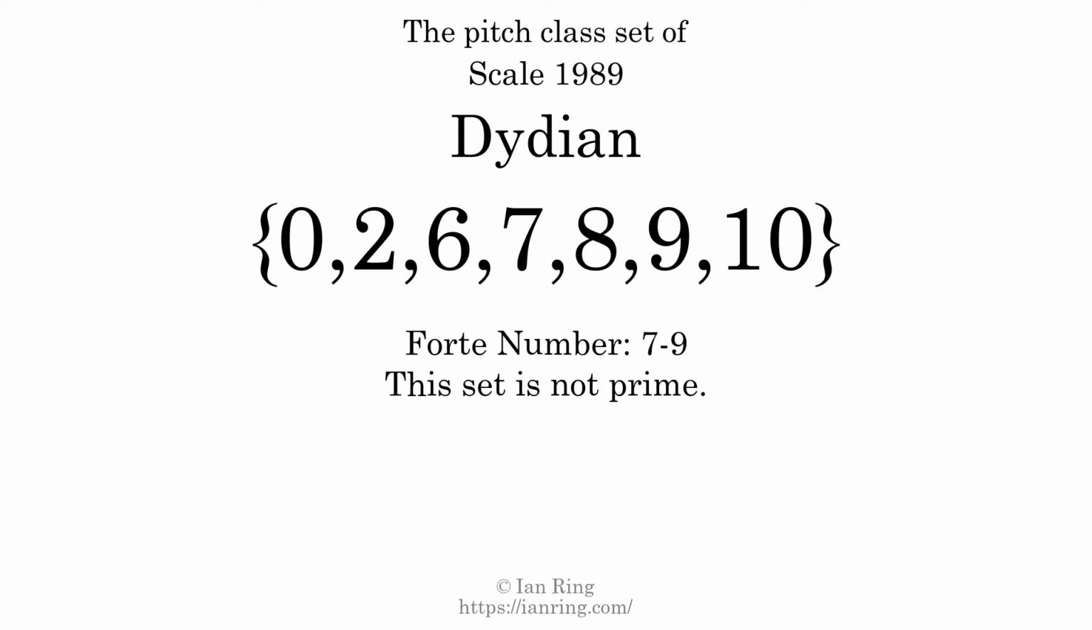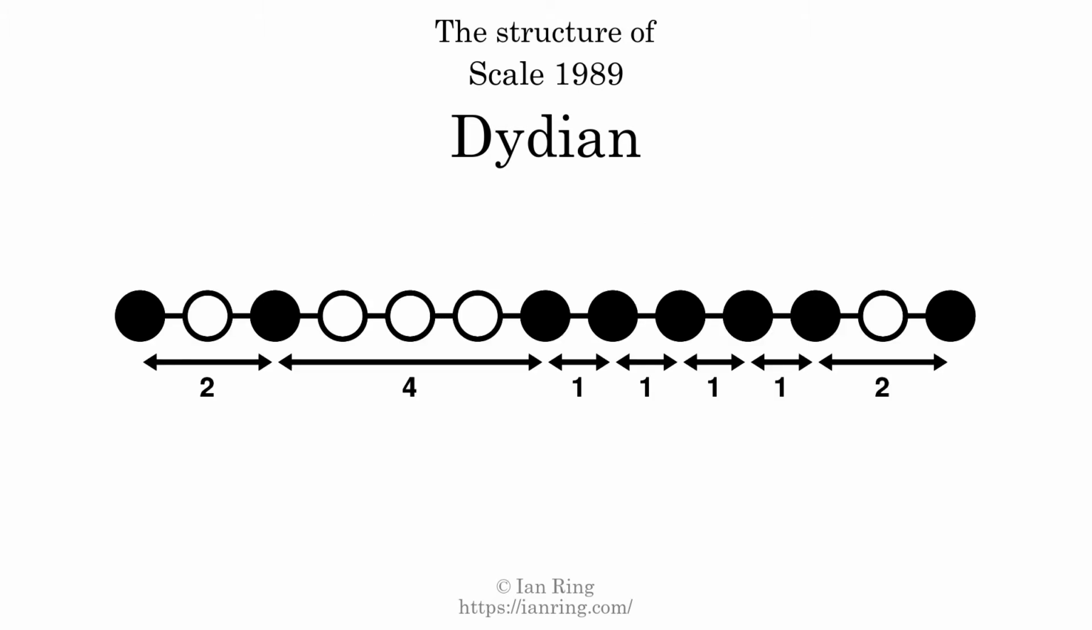The fourth class is 7, 9. This set is not prime. The structure of a scale is a description of the interval distance between each successive tone. This scale has a structure of 2, 4, 1, 1, 1, 1, 2.